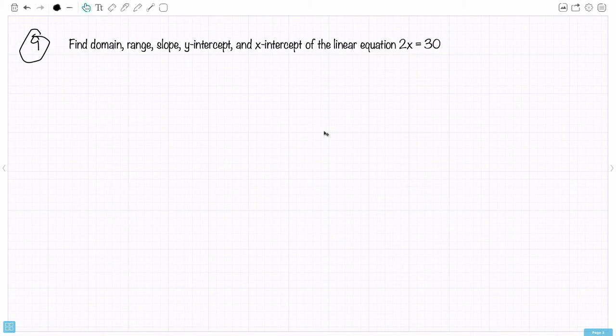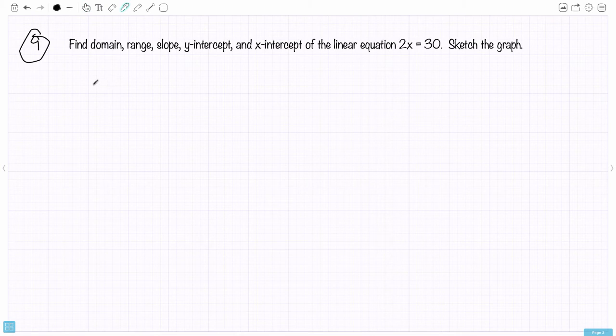Okay, number 9 says find domain, range, slope, y-intercept, and x-intercept for the linear equation 2x equals 30, and sketch. Well, this particular equation is linear, but it's linear with only one variable, so we are going to have either a vertical or horizontal line. In this case, we have a vertical line because we have a constant x value, so it can only go up and down on those particular x values.